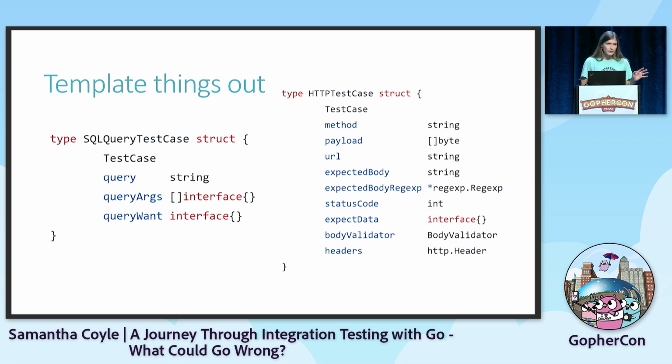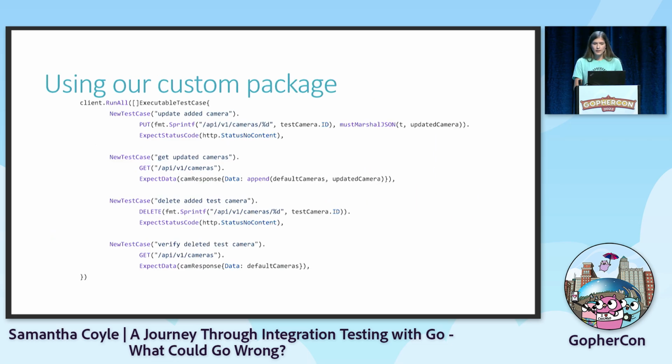One more for our SQL queries, the other more for our HTTP tests. And we each have a test case embedded there with that metadata that was relevant to us, as well as some interfaces so that we could reuse these for all of our test case needs. And so, it's expanded and we've templated it out so it's easier to work with, easier to build with. And then we get to this point.